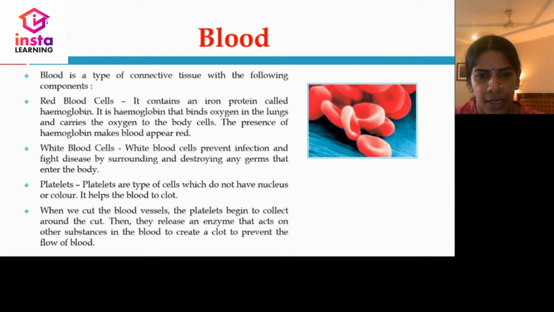White blood cells help in preventing infections, fight against diseases and destroy the germs entering the body. Platelets are a type of cells which do not have a nucleus or color. They help the blood to clot. When we cut a blood vessel, the platelets begin to collect around the cut. They release an enzyme that acts on the other substances in the blood to create a clot to prevent the flow of blood.